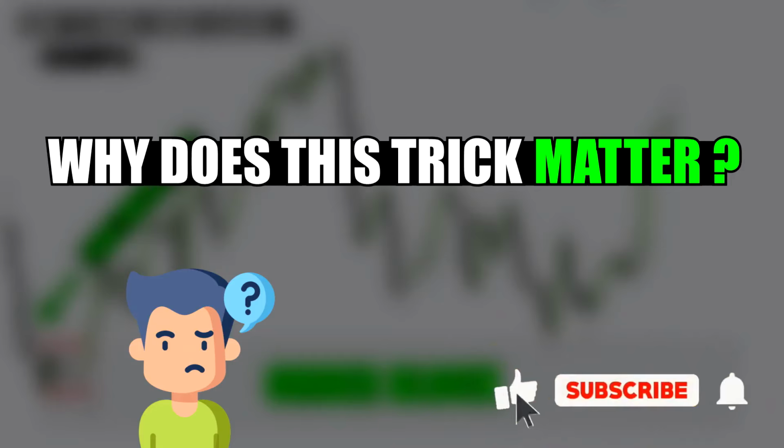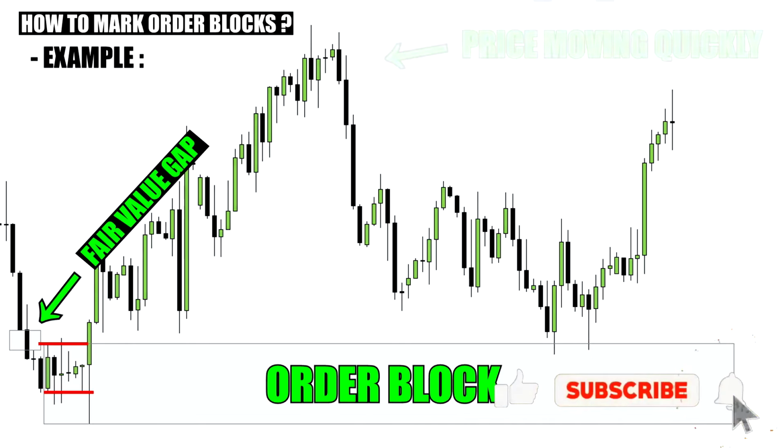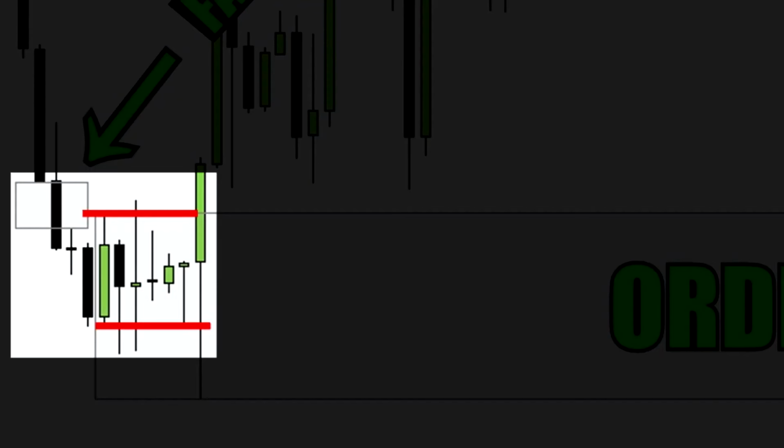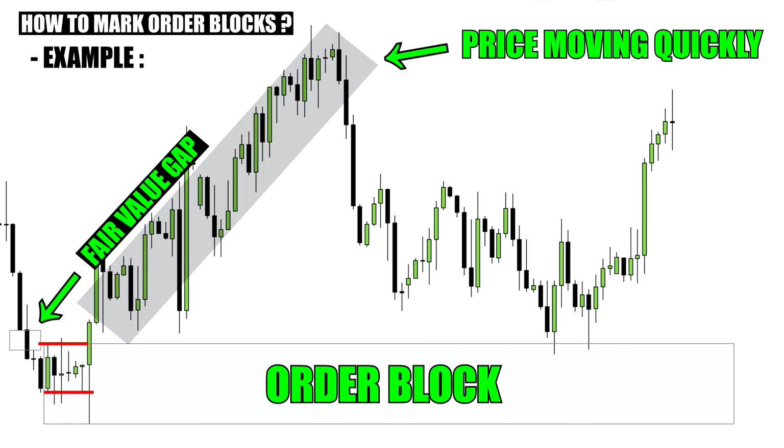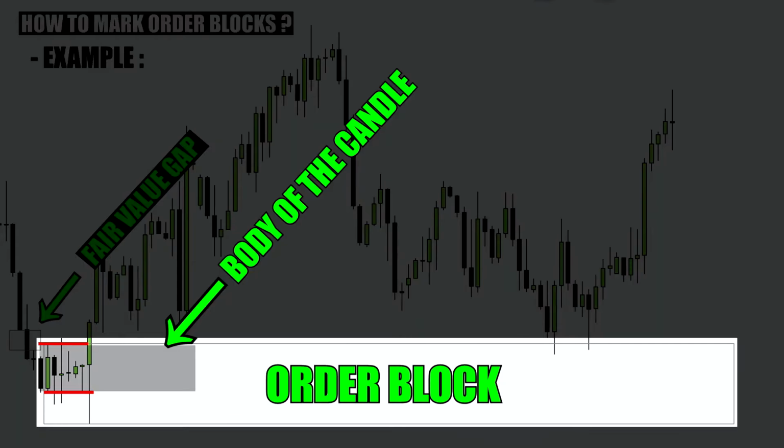So why does this trick matter? It's because when price moves quickly and the wick lines up exactly with a fair value gap, that wick becomes the most sensitive part of the order block. However, if there's no such alignment, it means the wick has already been revisited by price, as seen in the previous example, and there's no longer a strong reaction expected there. In this case, the sensitive area of the order block shifts to the body of the candle.